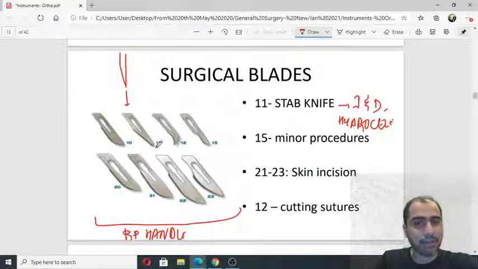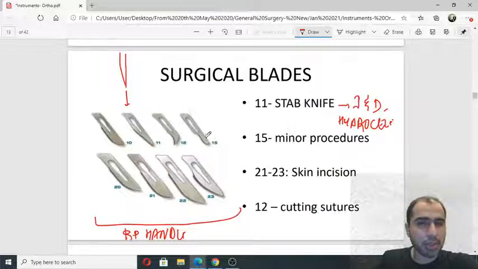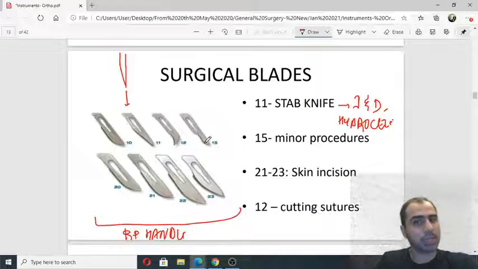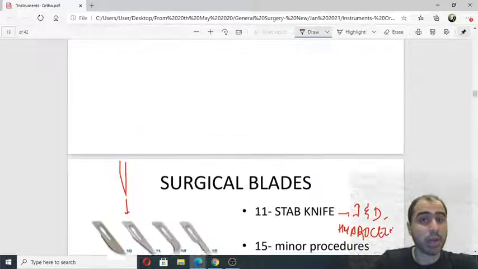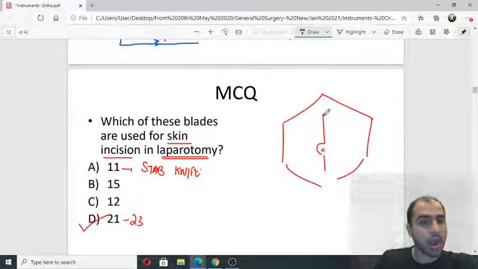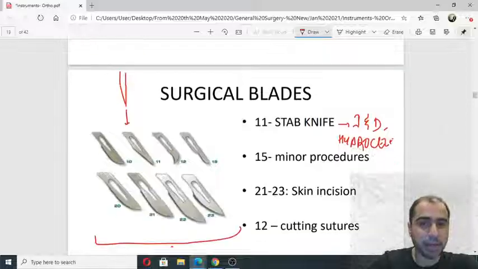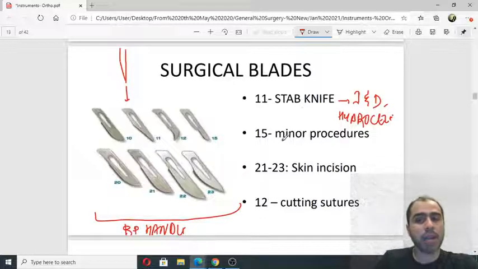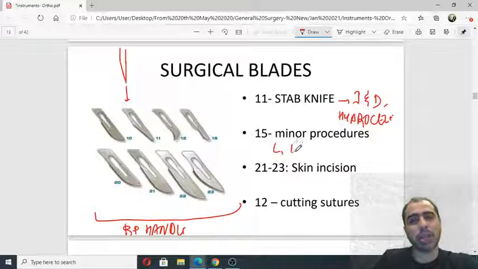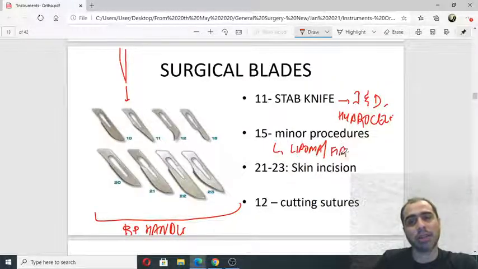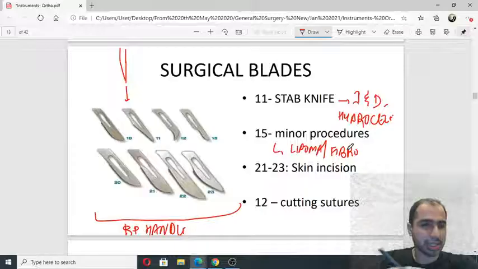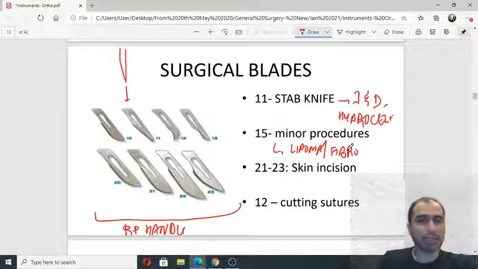That is the stab knife. 15 number is a much smaller blade. It is curved, not very sharp, and used for minor procedures. I asked about laparotomy. Abdominal skin is very thick, so I am not going to cut abdominal skin with a 15 number blade. This is for minor procedures. Minor procedures means lipoma excision, fibroadenoma excision, where I need to take small incisions, dissect and remove. There I will use this 15 number blade.